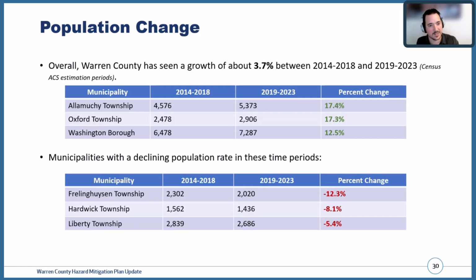The numbers on top are the ones that have seen the highest amount of growth. It's Alamucci Township, Oxford, and Washington. And they're all around 17% to 12.5%.